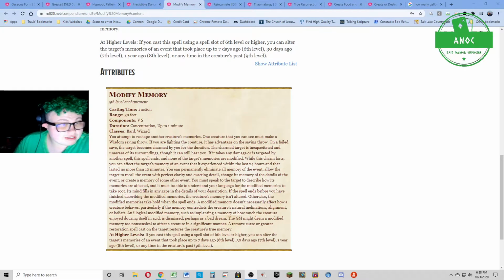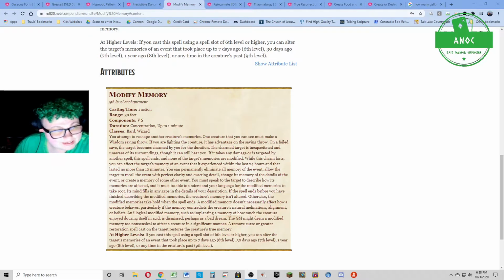You attempt to reshape another creature's memories. One creature that you can see must make a wisdom saving throw. If you are fighting the creature, it has advantage on the saving throw.